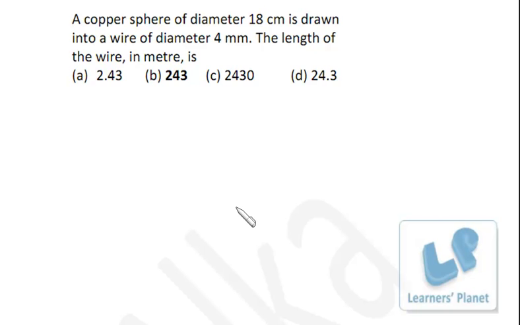So what we can do is equate the volume of the sphere to the volume of the wire, right? Wire is nothing but a cylinder. The sphere's volume is 4 upon 3 pi r cube. So it is 4 upon 3 pi r cube, where the diameter is 18, so the radius must be 9. That is the volume of the sphere, and it should be equal to the volume of the wire, which is actually a cylinder.